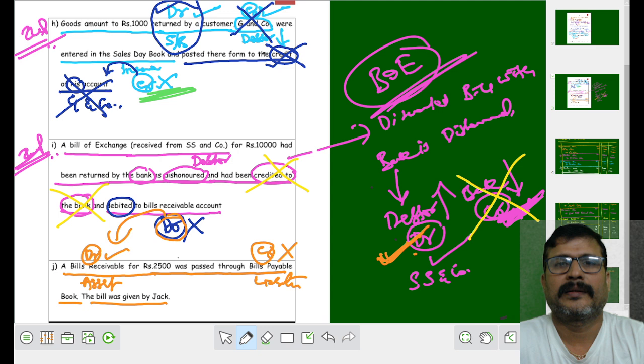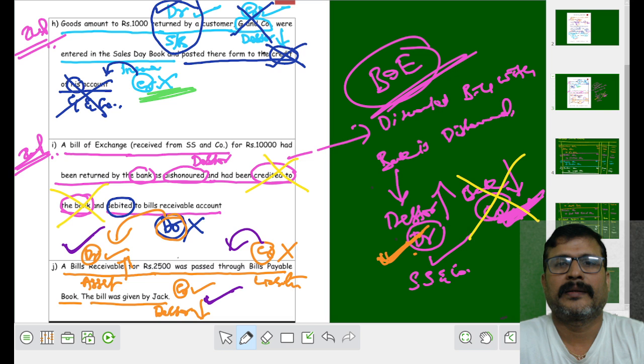Okay. Now, a bill was given by Jack. Jack means he is a debtor. Here the debtor decreased, because when the bills receivable increased, debtor decreased. The debtor is to be credited as a correct entry. Now, what is your rectified entry? Keep the correct in the same place, shift the wrong in the opposite place.